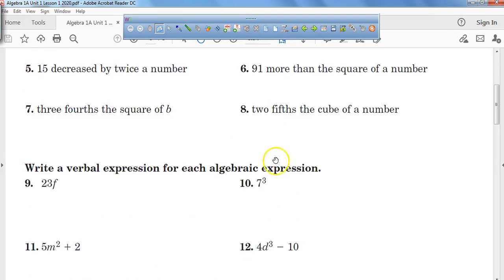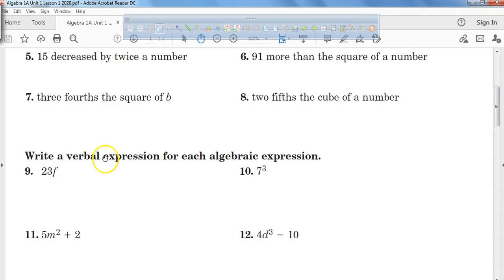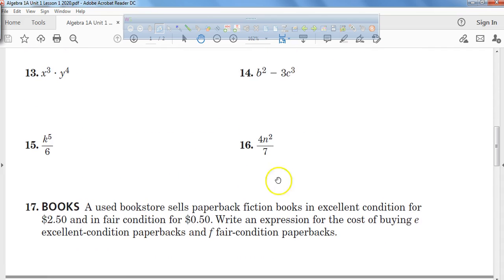You got to be able to do two things, okay? You got to be able to take words and create an algebraic expression. And you got to be able to take a verbal expression, basically an algebraic expression, and create words out of it. So let's do one little word problem, and we'll call this a day. It says a used bookstore sells paperback fiction books in excellent condition for $2.50 and in fair condition for 50 cents. Write an expression for the cost of buying E, excellent condition paperback books, and F, fair condition paperback books. So that kind of gives you a hint right there.